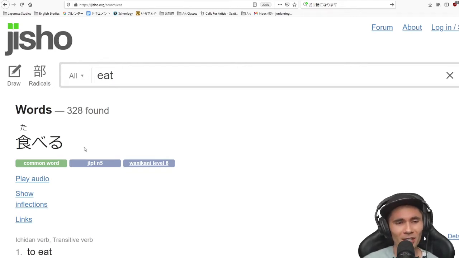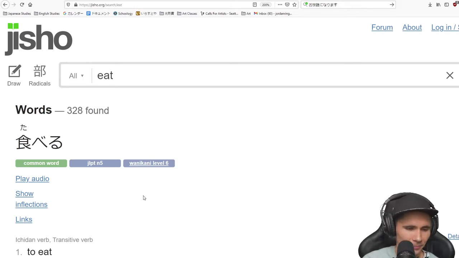It's the most basic form a verb can take, which is why we call it the dictionary form. Some people call it the infinitive form. I think you know what I'm trying to say. The most basic, most essential form that a verb takes right here.